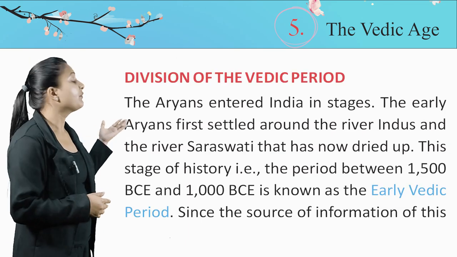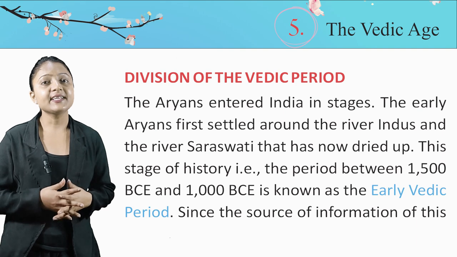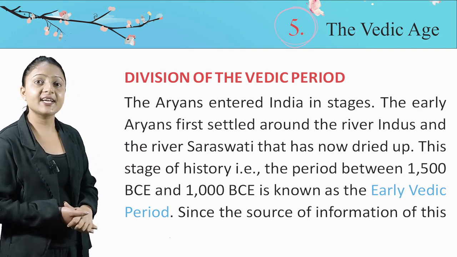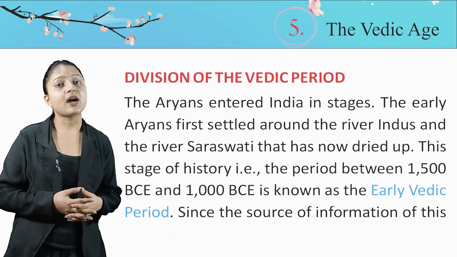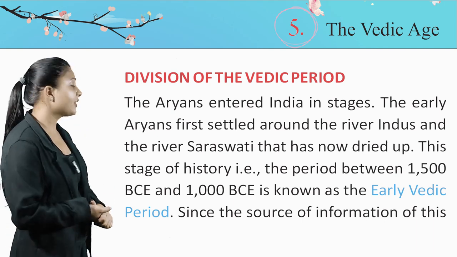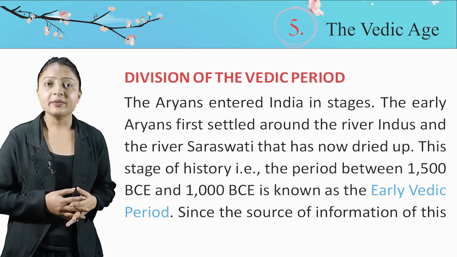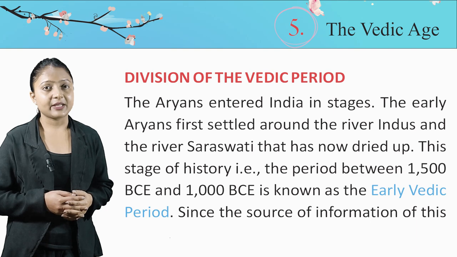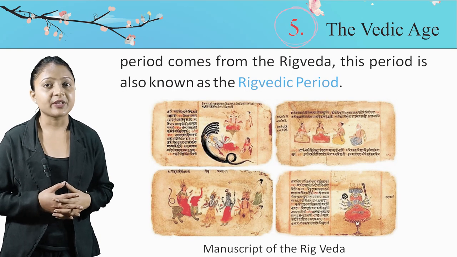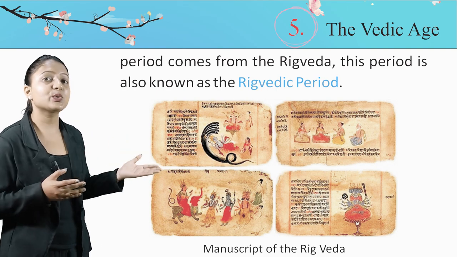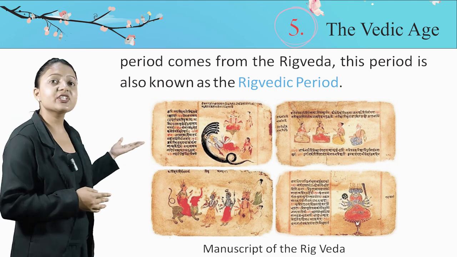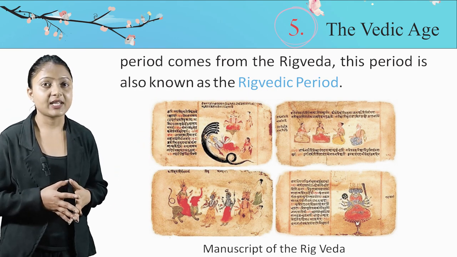Divisions of the Vedic period. The Aryans entered India in stages. The early Aryans first settled around the river Indus and the river Saraswati that has now dried up. This stage of history, that is the period between 1500 BCE and 1000 BCE, is known as the early Vedic period. Since the sources of information of this period come from the Rig Veda, this period is also known as the Rig Vedic period. These are the images of manuscript of Rig Veda.